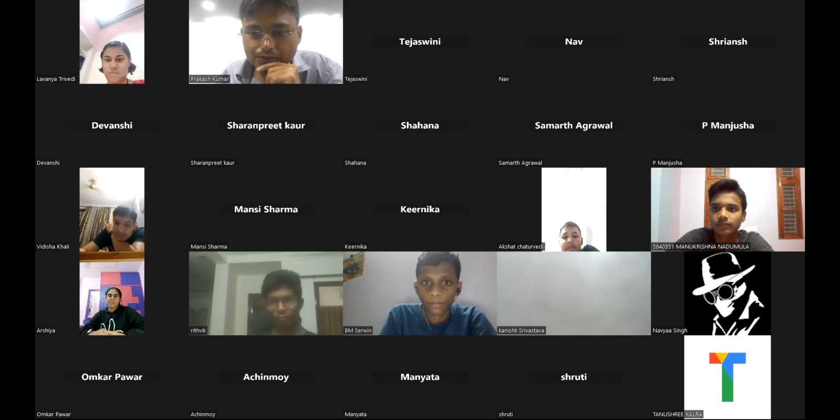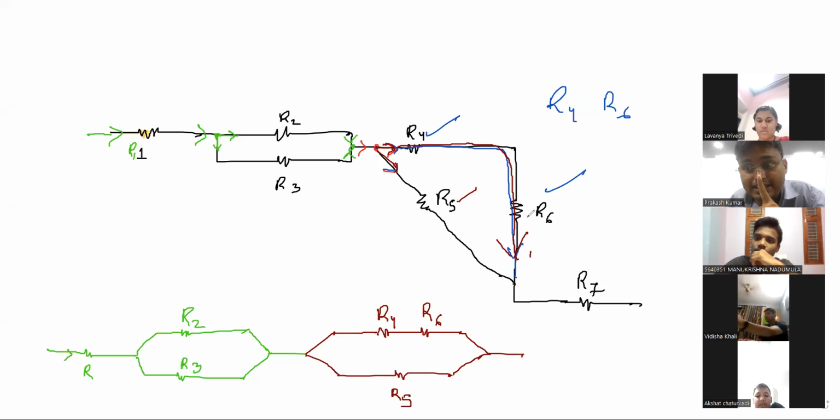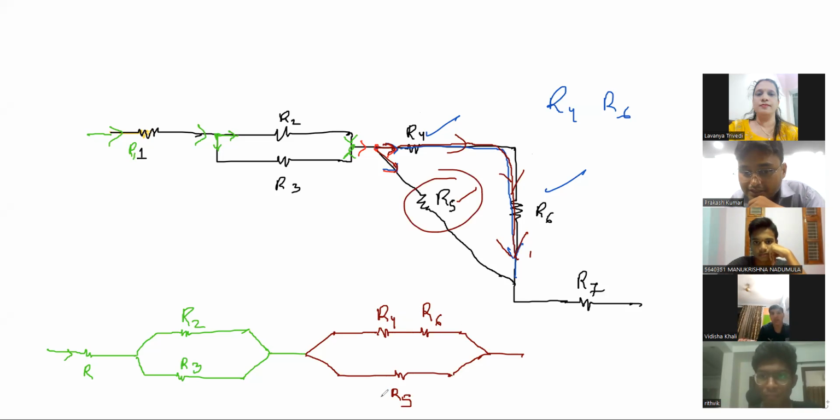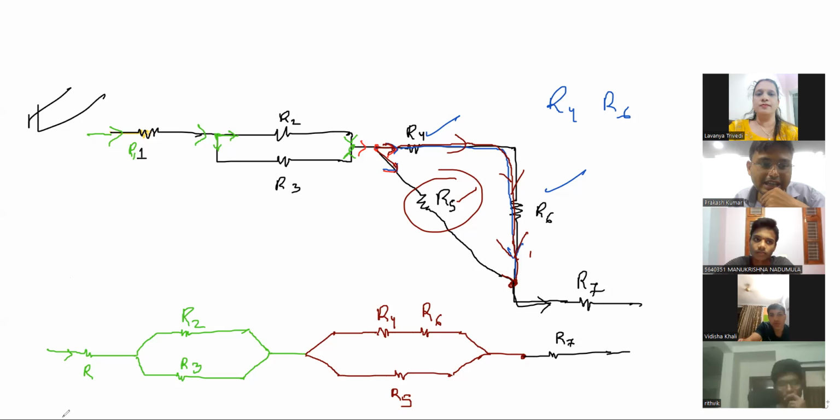So what I'm trying to say, R4 and R6 are in series because here the current is not dividing. There is no path for the current to divide for R4 and R6, okay? So R4 and R6 are in series. But if I compare with R5, this R5 is in parallel with R4 and R6. Now again they are joining at a point, so I have joined them at a point, and then after that it will go to R7. So here I am drawing R7. So this diagram and this diagram are equivalent.